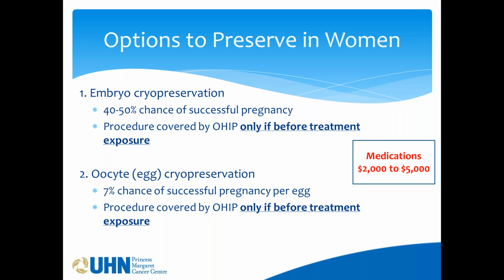Now, what's important to know is that if a woman has the opportunity to preserve their fertility before cancer treatment, this procedure, which can cost anywhere from $5,000 to $7,000, is actually covered by OHIP. This is very new, and it just started to be covered by our Ontario insurance in December of last year. Now, there still are costs for hormone medications, and I'll explain their use in the next couple of slides. But these can cost between $2,000 to $5,000, which are expensive.